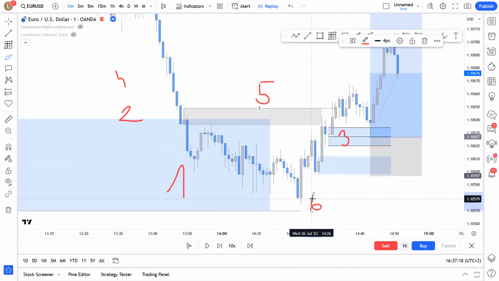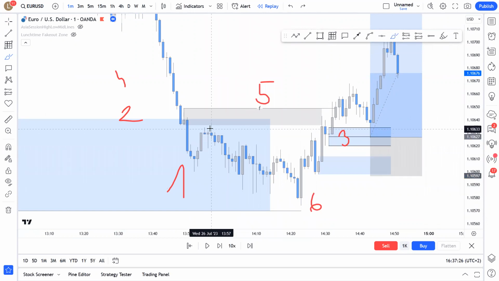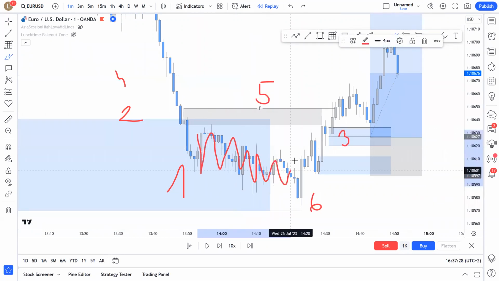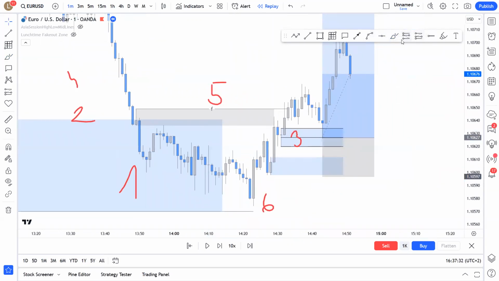Seventh criteria, actually I wouldn't really give a V-shaped rejection here as a criteria because price was hesitant inside of this zone, right? So I can't really give a V-shaped rejection criteria for this hesitation right here. So it's a no criteria. Seventh criteria, price wasn't coming from an unmitigated opposite-sided region right here. There was no opposite-sided zone mitigation.